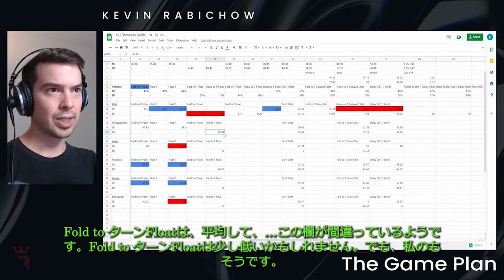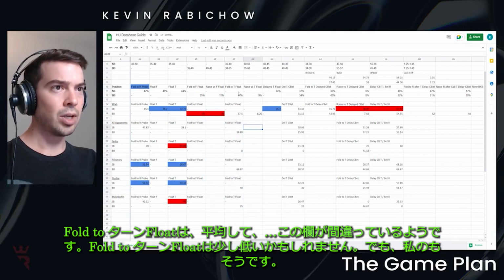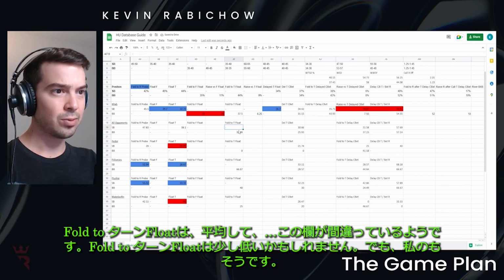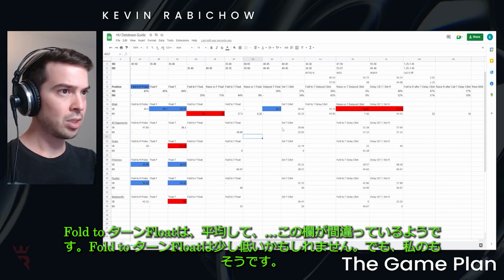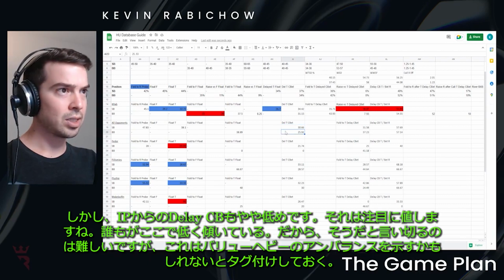Fold to turn float on average. I see I have this in the wrong column. Looks pretty fine. Maybe slightly low, but so is mine. Delay turn c-bet on average, slightly low.